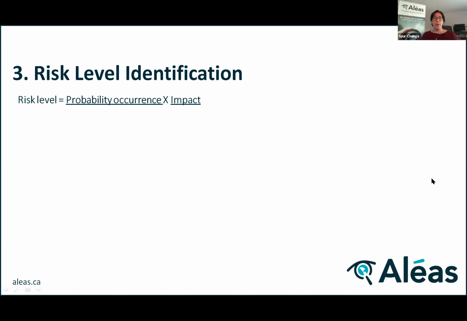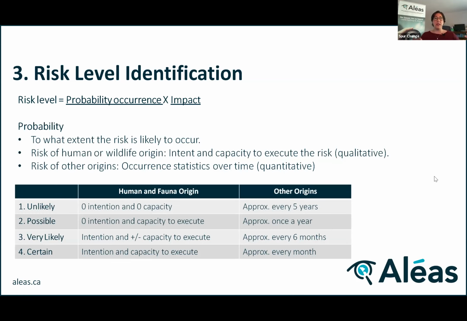So when you think about probability, you have to think about the extent that the risk is likely to occur. When you look at a risk of human or wildlife origin, the intent and capacity to execute the risk, that would be how you measure probability. When it's a risk of other origin, then it's the occurrence, the statistics. Okay, so you're going to look into reports and data and things like that. And underneath you have that chart that will help you to say, is it unlikely, possible, very likely, or certain? So that's how you measure probability.